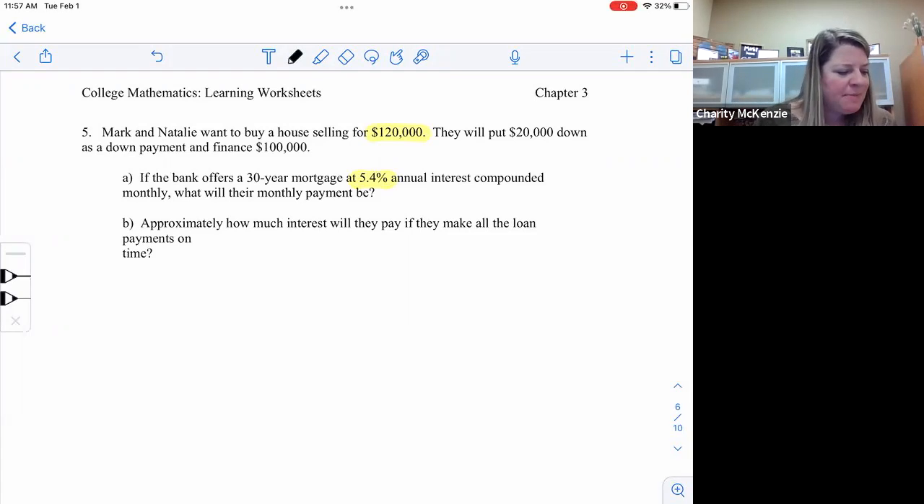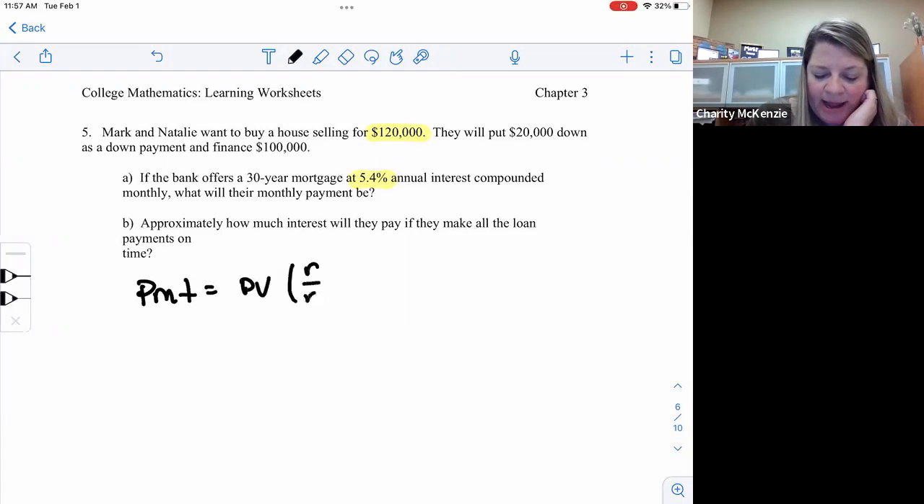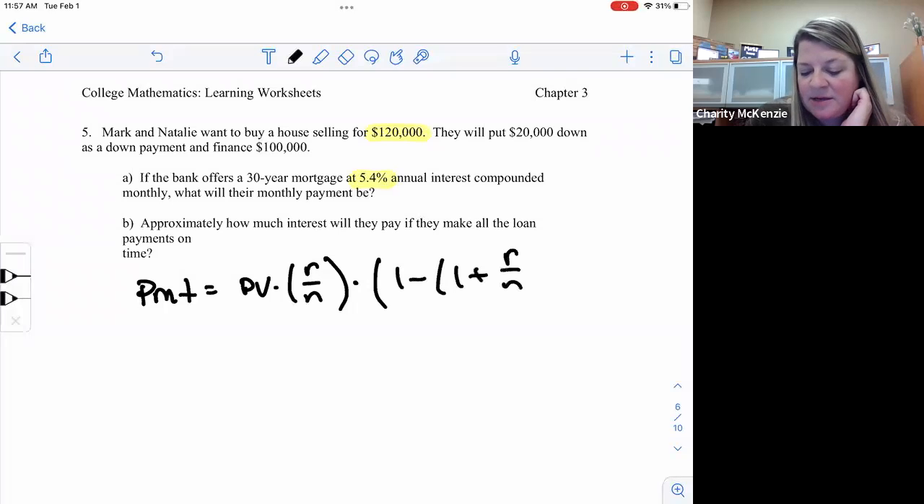What's your monthly payment? So we have to use the payment formula. Payment is equal to present value times R over N, all divided by 1 minus (1 plus R over N) to the power of negative N times T.